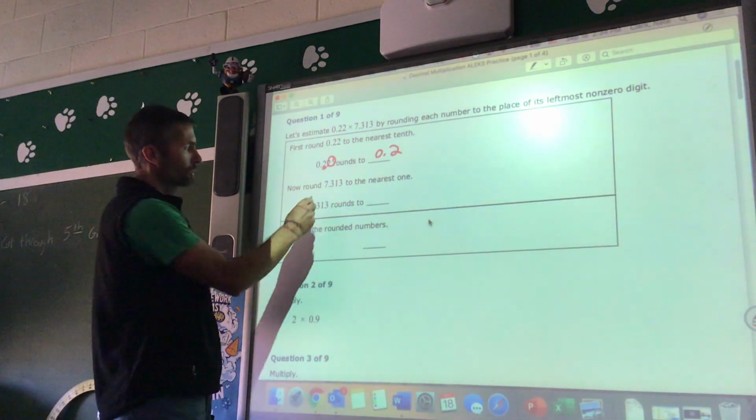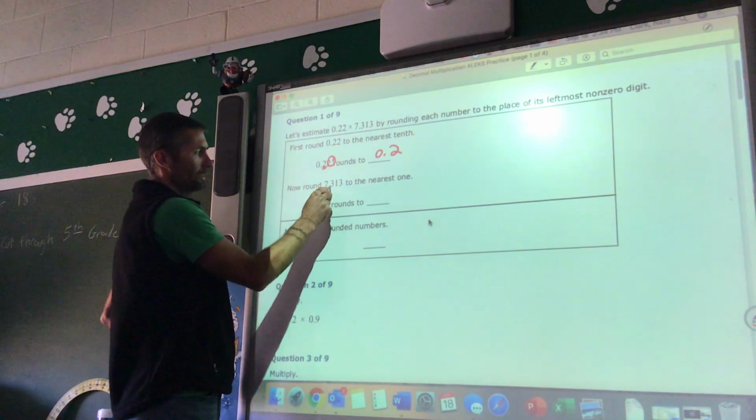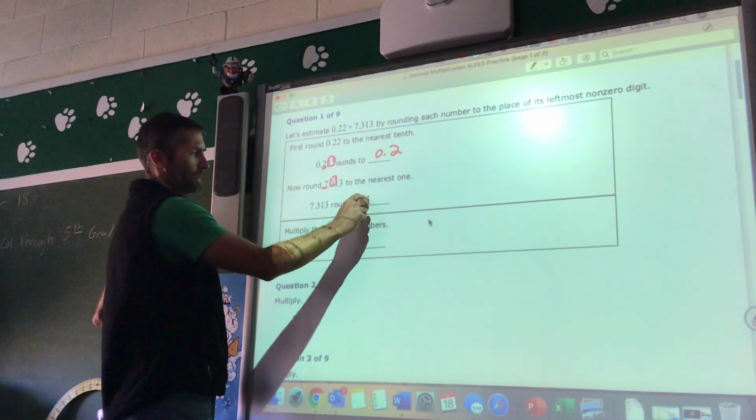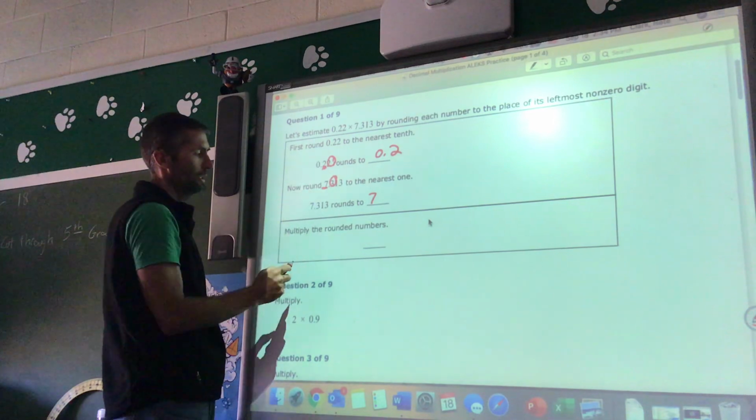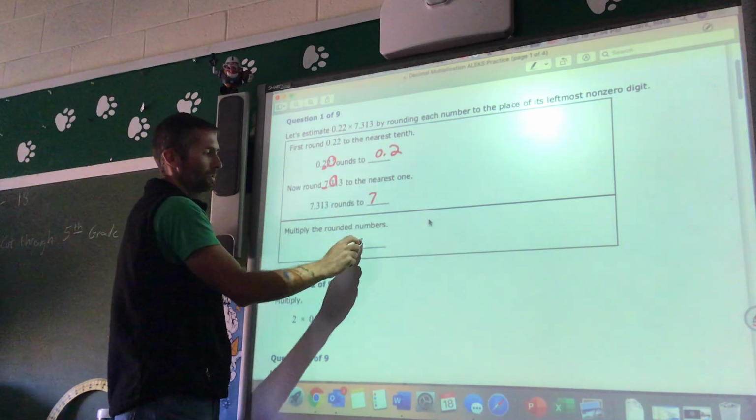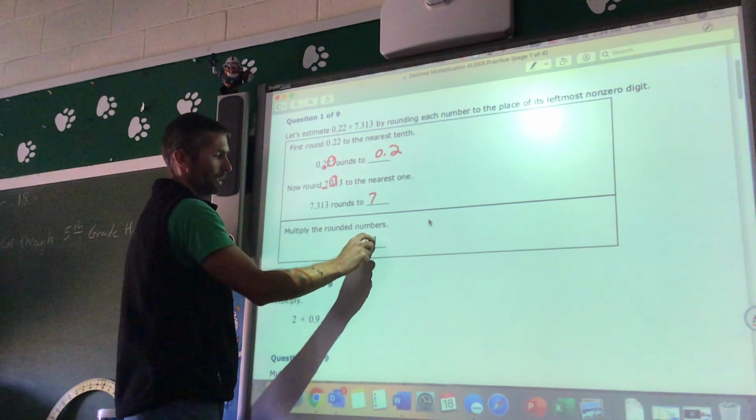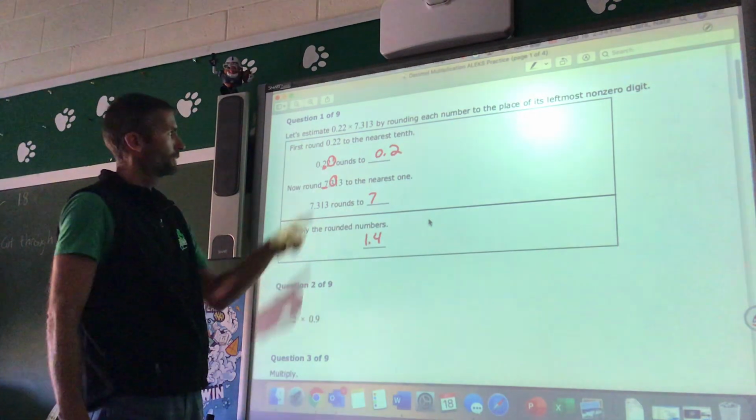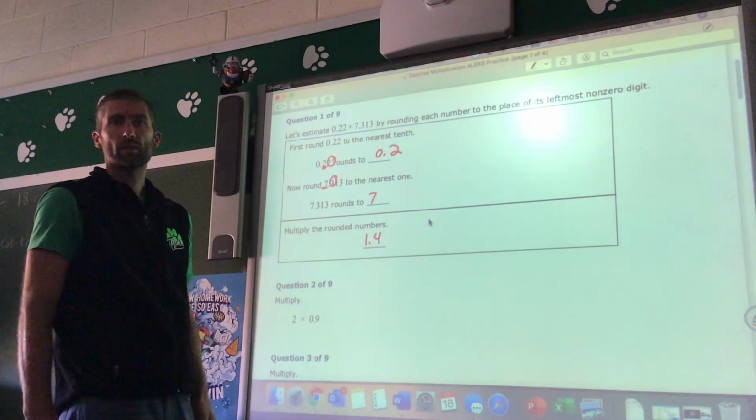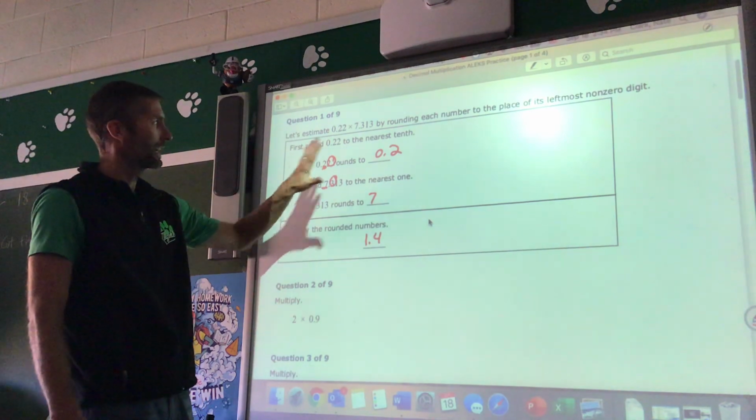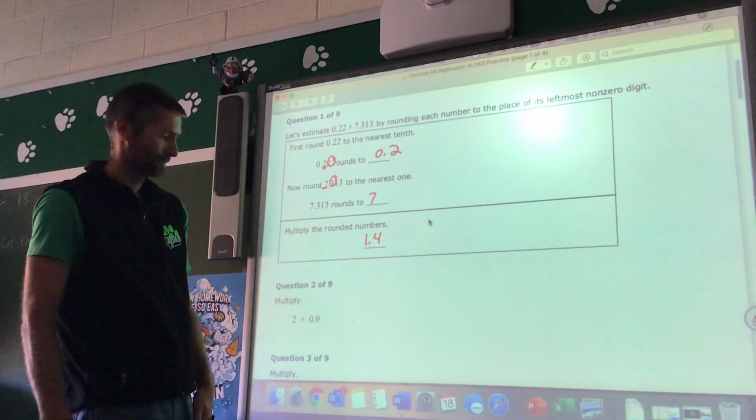Now round this to the nearest 1, to the nearest whole. 7, because of this 3, just rounds to 7. Doesn't round up to 8. So 7 times 2/10 is 1 4/10. So this answer is going to be close to 1 4/10. Okay, that's how they ask, does it make sense?